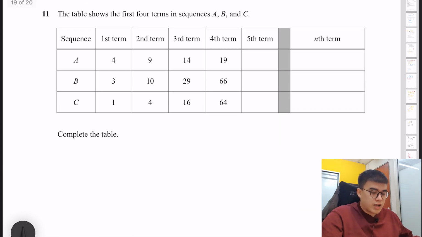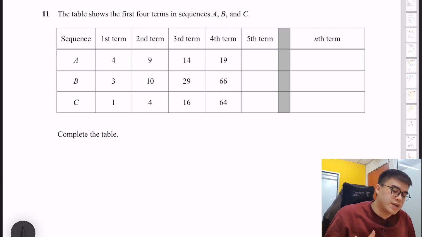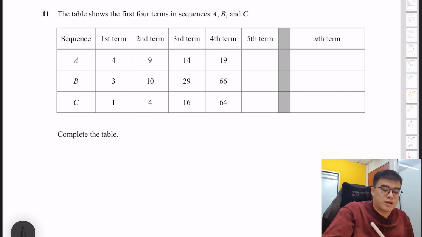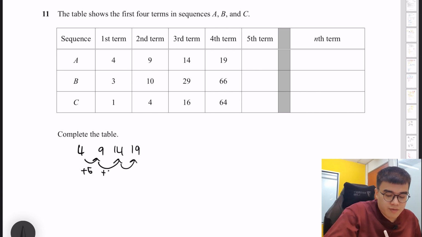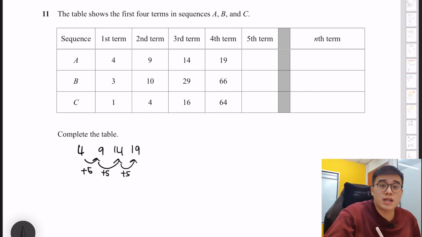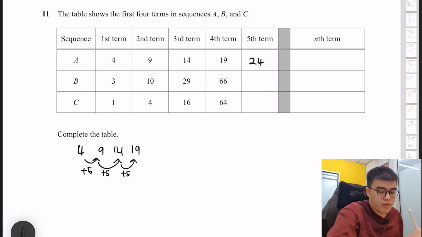Moving on, we have the last question, which is question 11 here. It is clearly a sequence. Okay, so for part A, it's pretty straightforward. We have 4, 9, 14, 19. The difference is fixed at 5, which means it is an arithmetic sequence. So 19 plus 5, you will get your next term as 24.